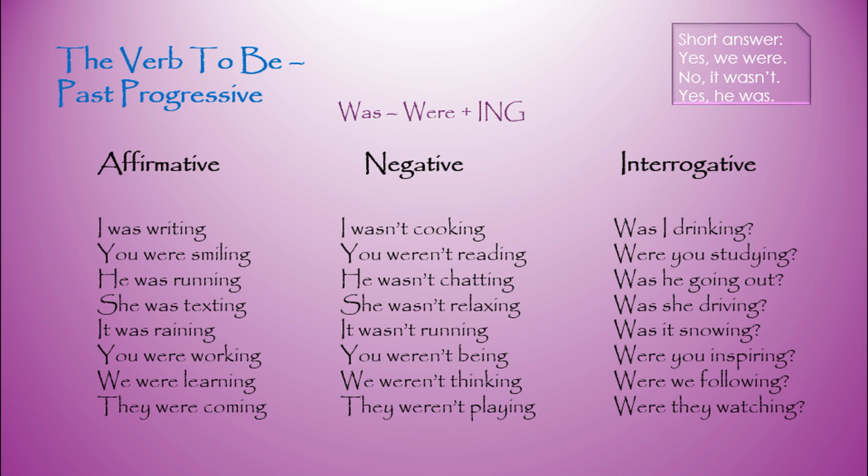For questions, the main verb was or were comes at the beginning, followed by the subject, then the verb in ing. For instance, were you dancing? The short answers are yes, I was. No, I wasn't. Were they watching TV? Yes, they were. No, they weren't. Was it snowing this morning? Yes, it was. No, it wasn't.